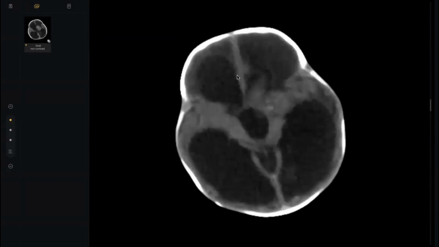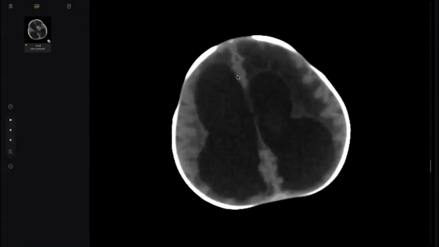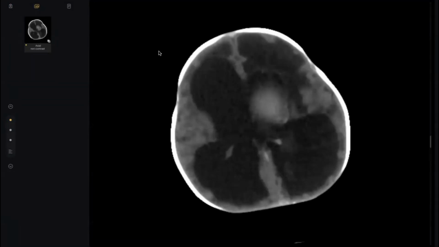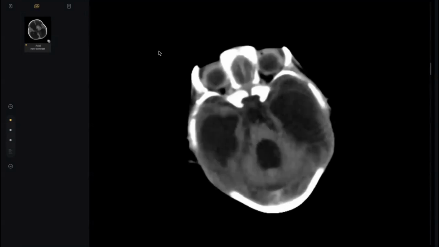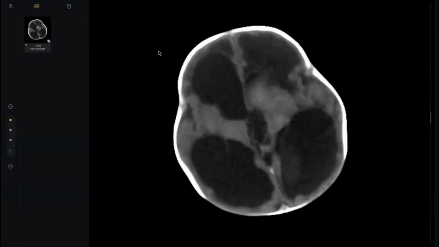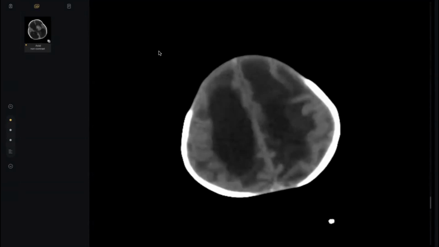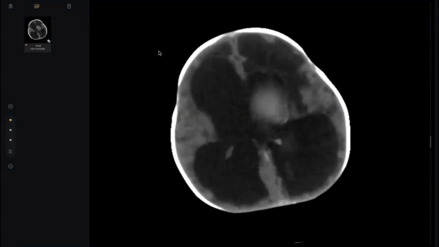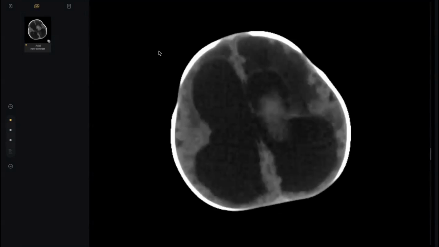Go on. I'm presented with axial non-contrast CT scans of a preterm neonate. I can appreciate that there is gross supratentorial and infratentorial ventriculomegaly. There are hypodense areas noted in the periventricular areas, which are suggestive of leukomalacic changes, leukomalacia and encephalomalacia, sorry.